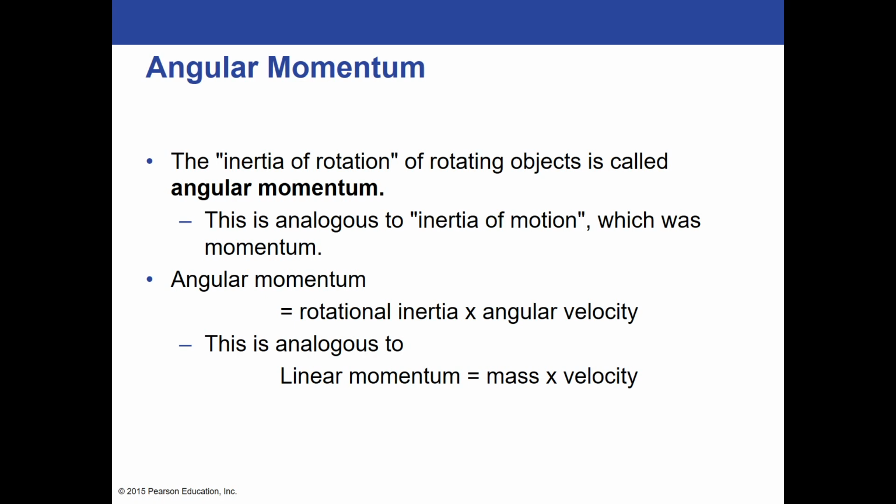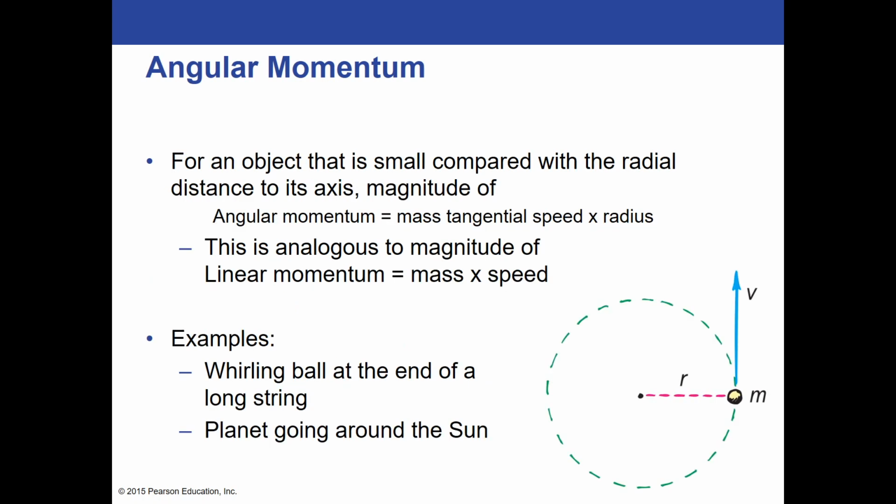So, angular momentum represented with L, which is weird. Do not get confused with linear momentum. Linear momentum uses a P. So angular momentum is rotational inertia times angular velocity, or rotational velocity. For an object that is small compared to the radial distance to its axis, magnitude of angular momentum is equal to mass times tangential speed times radius.